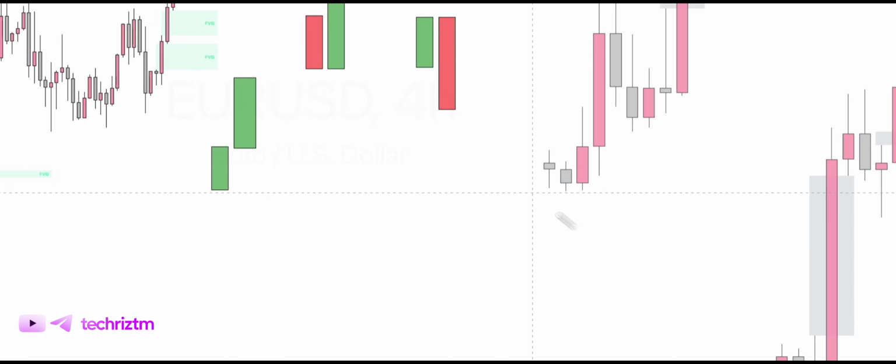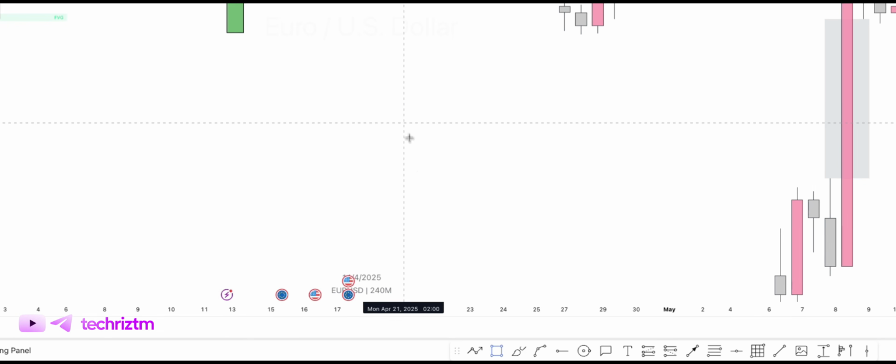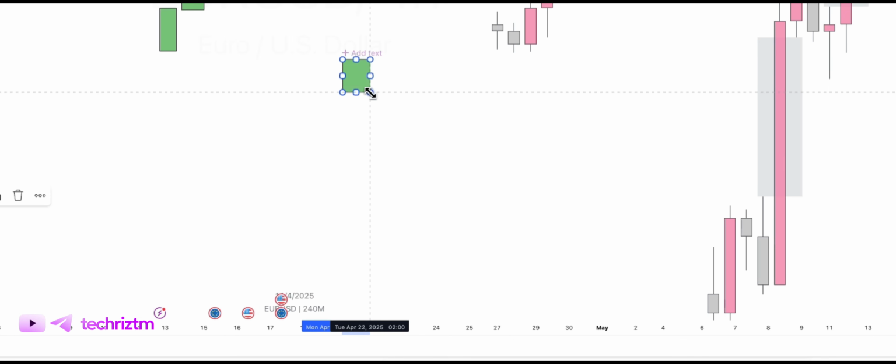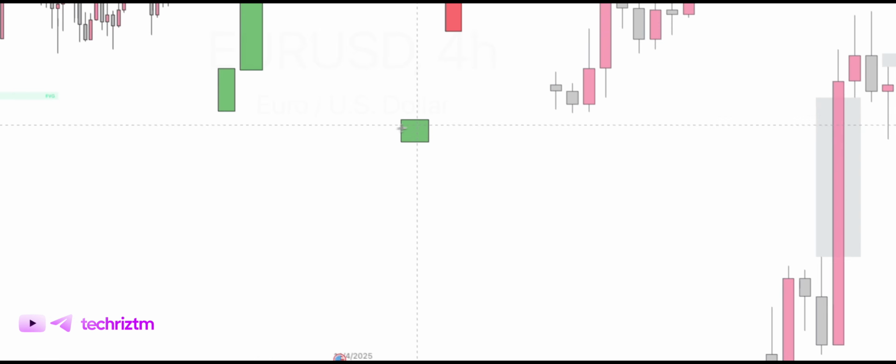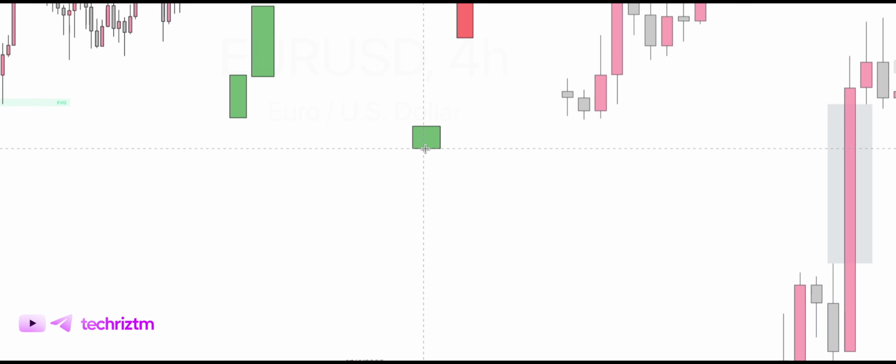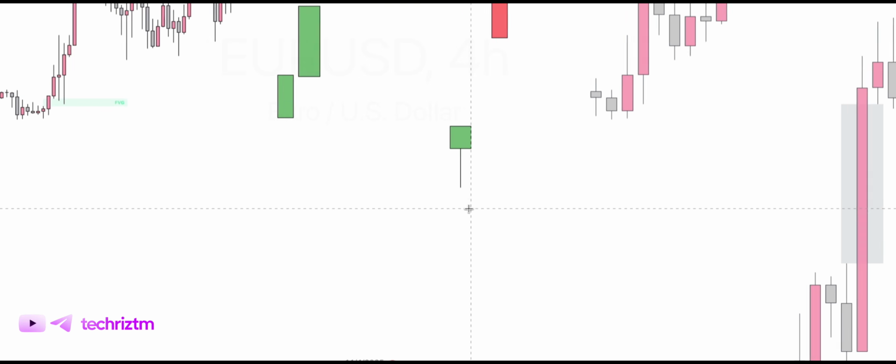So 1, 2, 3 I've drawn. There's also another one, a pin bar. A pin bar is also a very powerful candlestick pattern. Now a pin bar can come in the form of a hammer, and it can also come in the form of a morning star, right? I'm not going to be explaining all these things in detail. This is the assignment I'm going to give you.